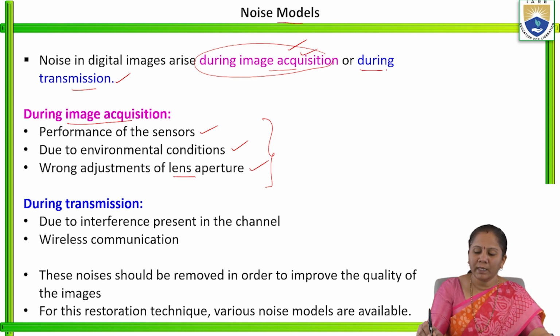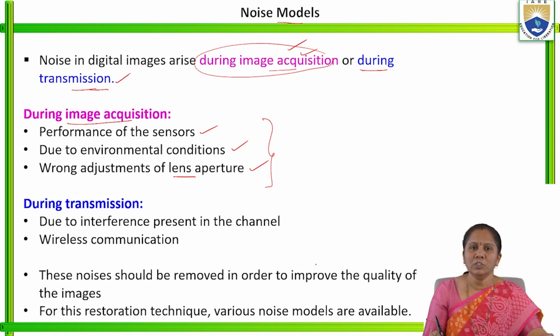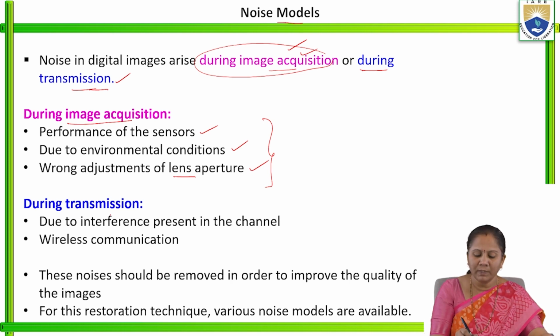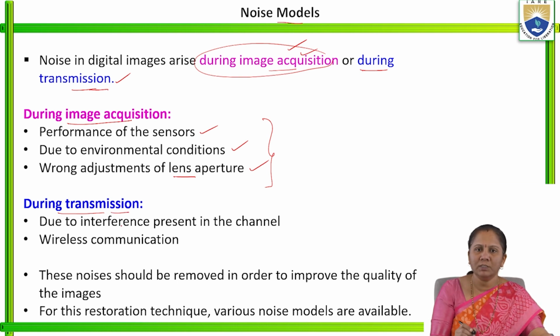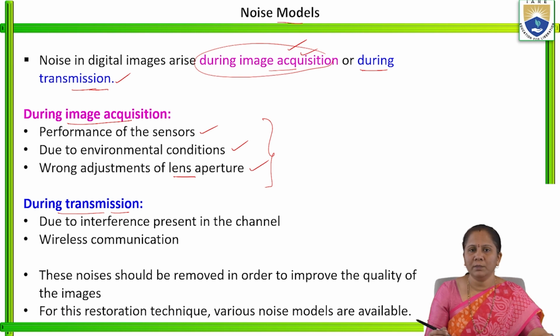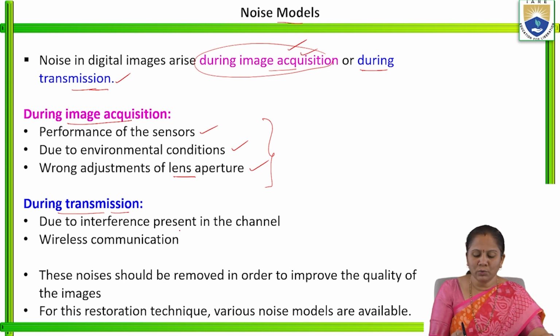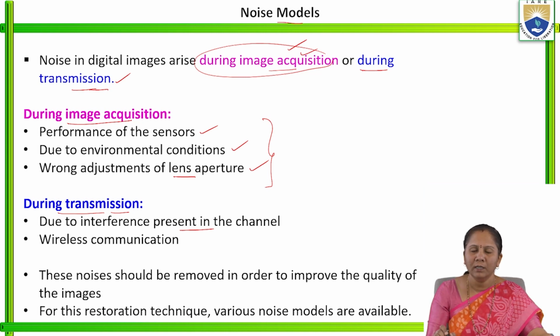And here the second reason is during image transmission. So now we will see what are different reasons that will make the noise to be added into the images. So during transmission, generally after capturing the image, if we want to send that image, we are going to use wireless transmission. So due to interference, that is noise present in the channel, there may be a chance of adding noise to the image.